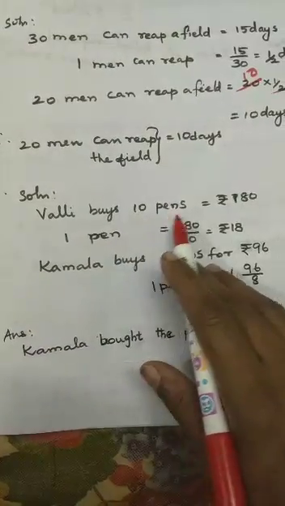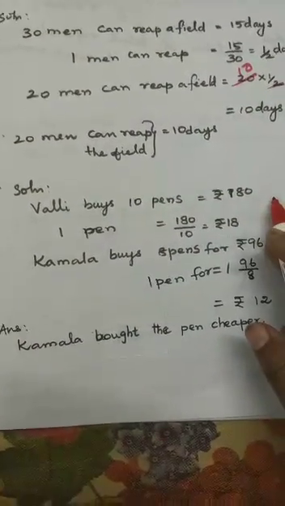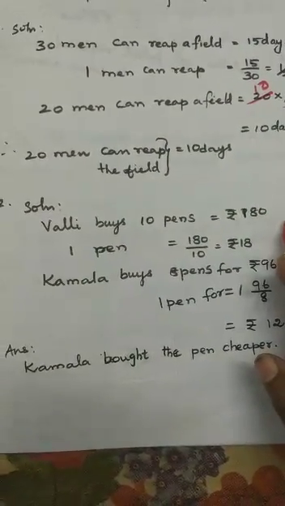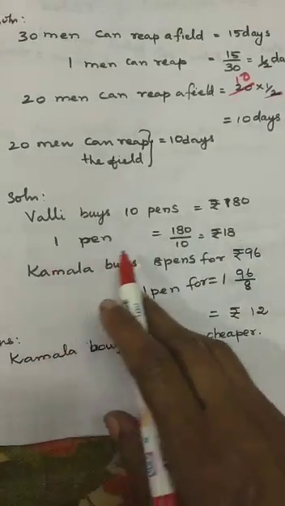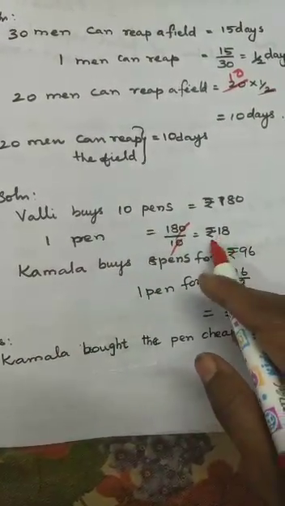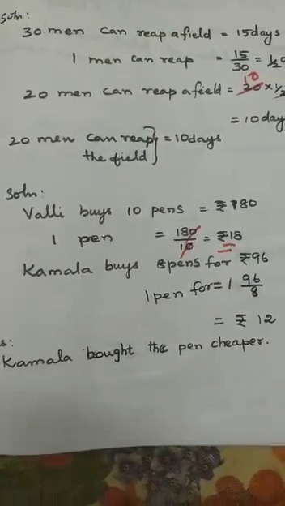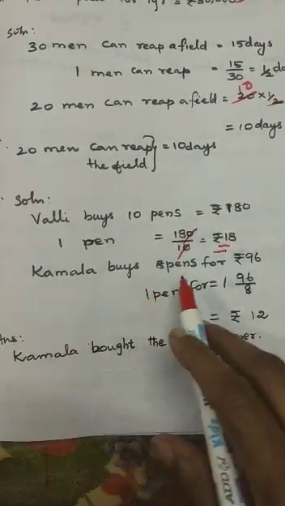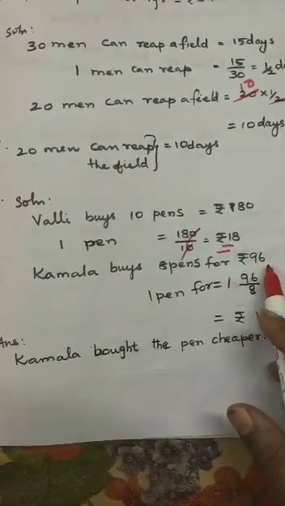Valli buys 10 pens for rupees 180. So 1 pen is equal to 180 divided by 10. The 0 and 0 get cancelled. Then 1 pen is rupees 18. Kamala buys 8 pens for 96 rupees.